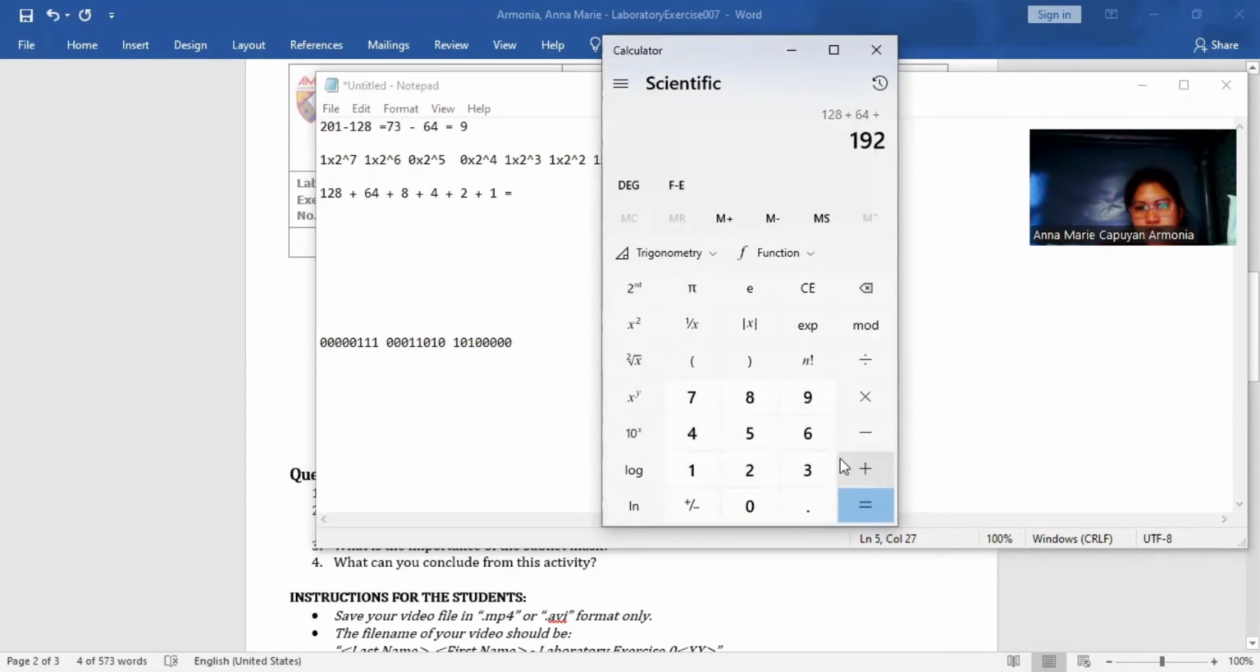It's 4 plus 8 plus 4 plus 2 plus 7. Let me double check. 128 plus 64 plus 8 plus 4 plus 0 plus 1. 207.